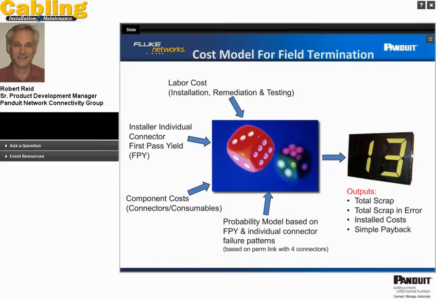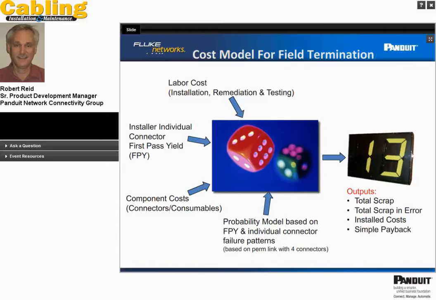So what we've done, and this is the wrap up of the presentation, and the core of the presentation is, we've built a model. It's a probabilistic model that takes in all of those combinations of failure and looks at component cost, the first pass yield that we talked about on an individual connector basis, the labor cost for installation, initial installation, remediation if needed, and testing. And it puts out some interesting outputs.